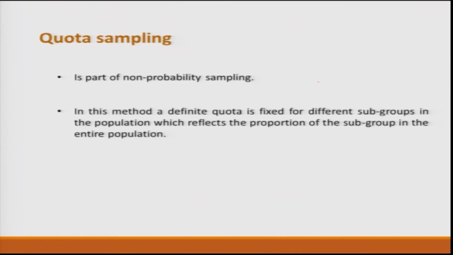Next comes qualitative or non-probabilistic sampling.